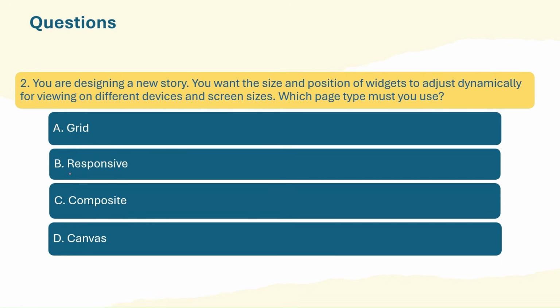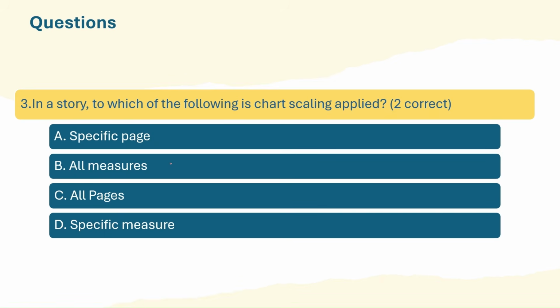So this is very simple. We will be using a responsive page for this requirement. In a story, to which of the following is a chart scaling applied? Whenever you configure a scaling at the story level, you need to select a specific measure, and wherever you use this measure throughout the story, that means on all the pages, that scaling will be applied. So these two are the correct answers.